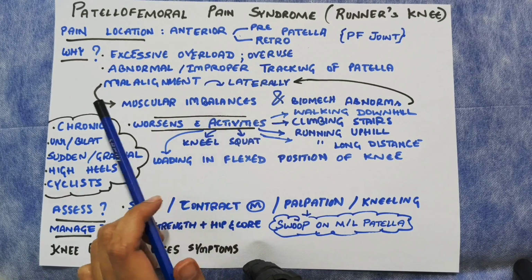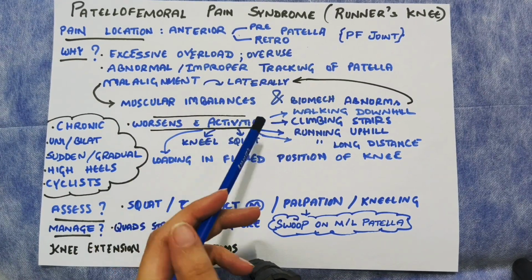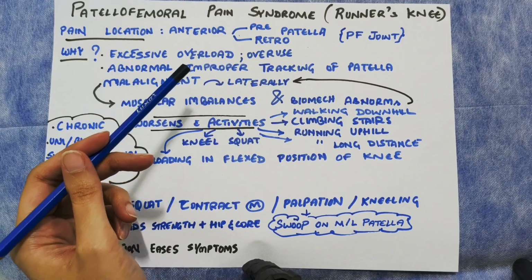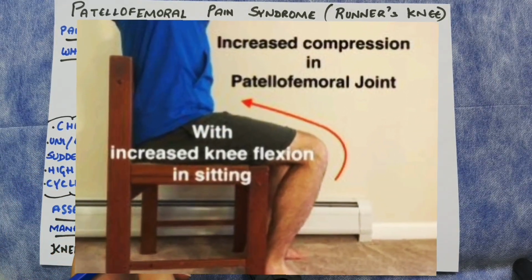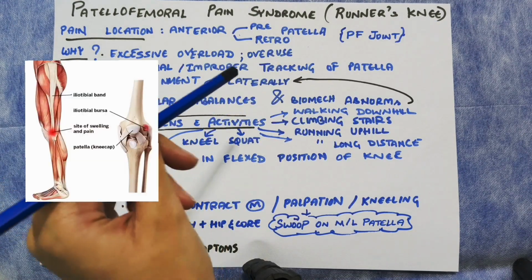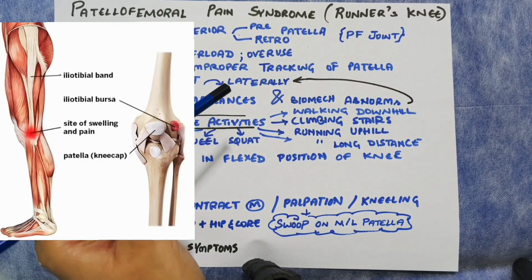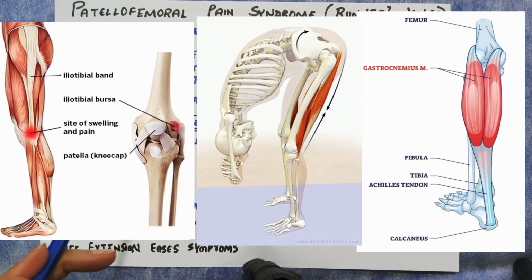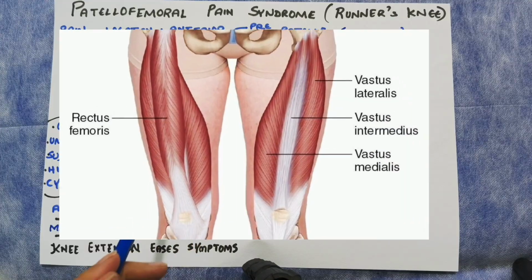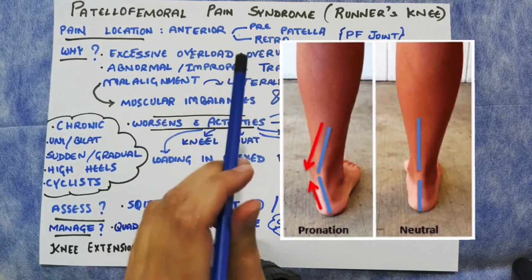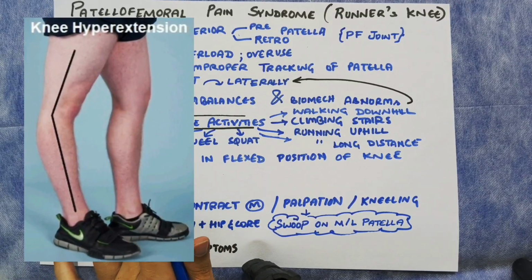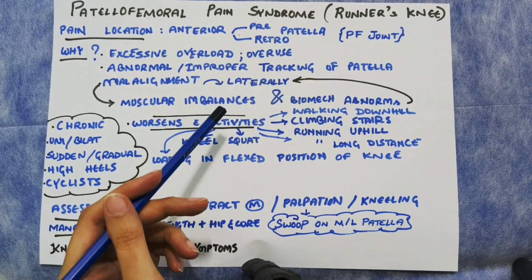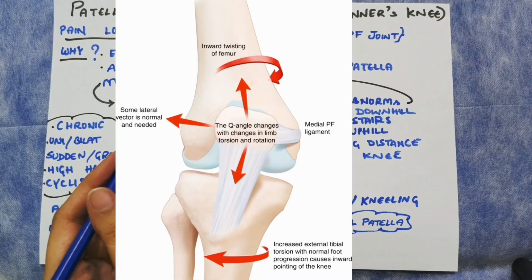Muscular imbalances. Imagine a person sitting for a longer period of time. In the sitting position, there is a compression on the patellofemoral joint. All these can lead to a tighter IT band, tighter hamstrings, tighter gastrocnemius, and weaker quadriceps. All this increases foot pronation. Also, there may be knee hyperextension, genu valgum or varum, an increased Q angle, or an external tibial torsion.